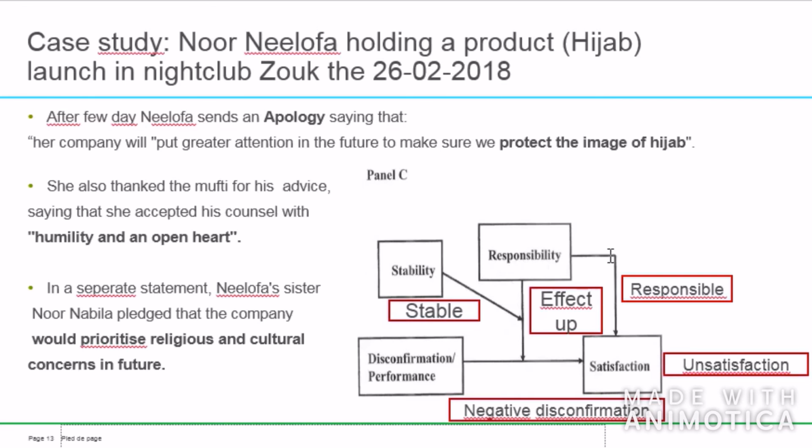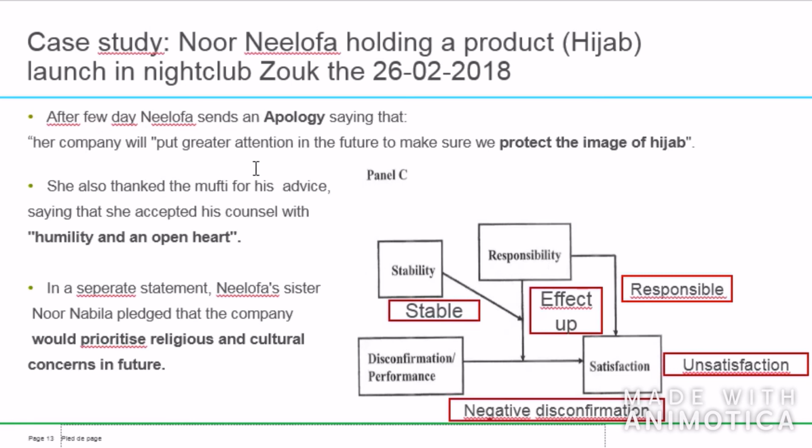As a second effect, the responsibility of Nilofa is also clear, because she assumes what she did. She said that she took this decision, so the controllability is high. She controlled, she decided to go to Zouk, and in this way she takes the full responsibility as a direct attribute to dissatisfaction. So at the end, you will have unsatisfied people because of all this framework. Let's try to see what happened later.